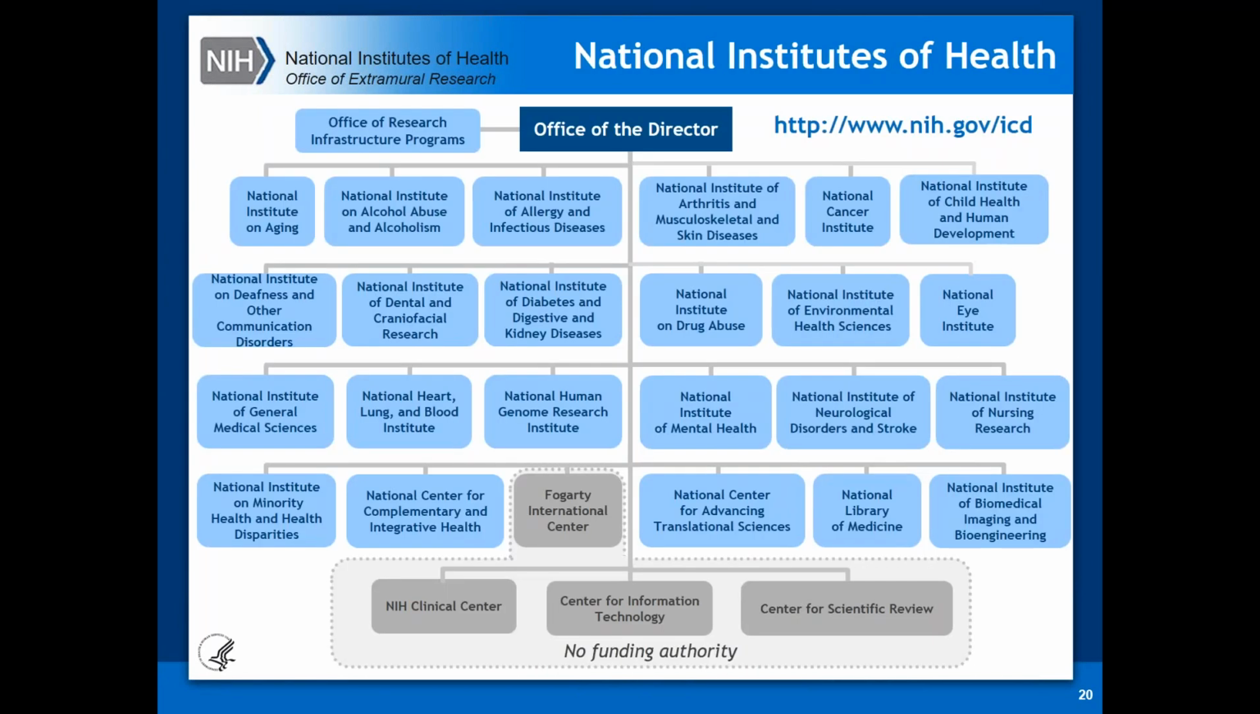Next slide, please. As you can see, there are multiple institutes and centers. That's why we use the acronym ICs: institutes and centers at the National Institutes of Health that make up the NIH. That's why it's institutes, plural, as opposed to the National Institute of Health. And as you can see, there are four institutes or centers that do not have funding authority: Fogarty International Center, the Clinical Center, the Center for Information Technology, and the Center for Scientific Review. Next page, please.